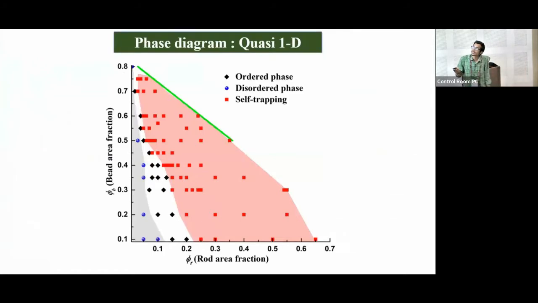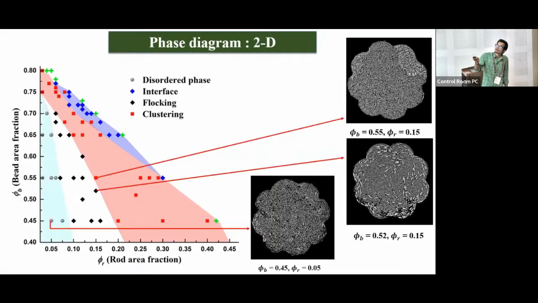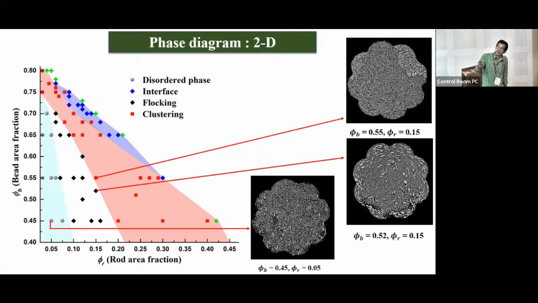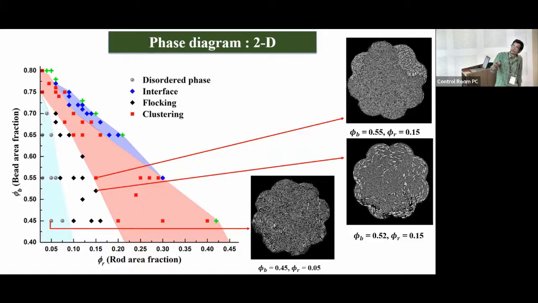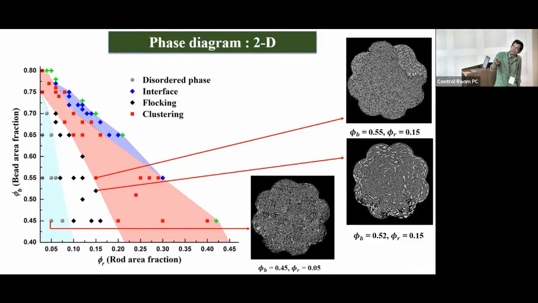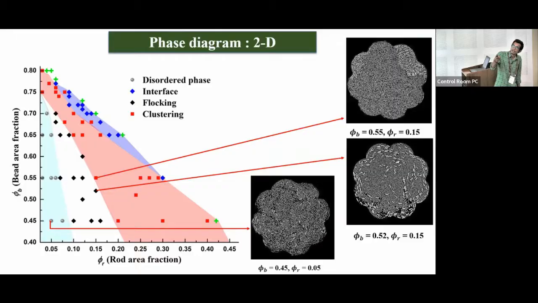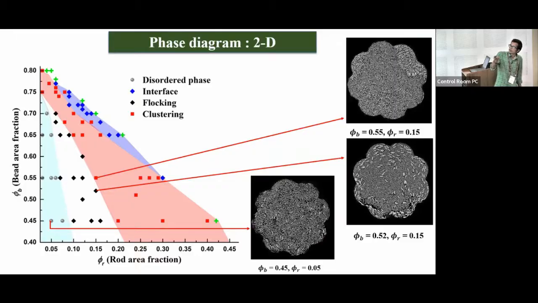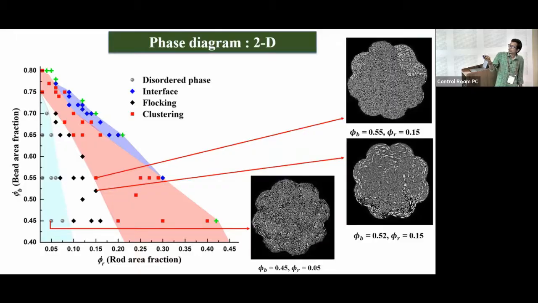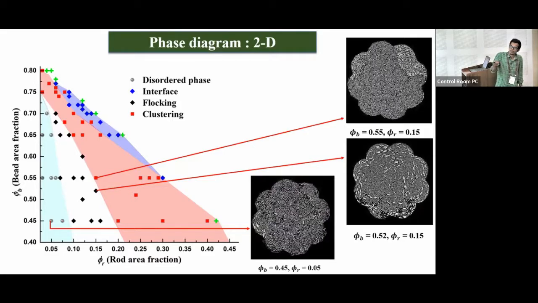So this is the phase diagram in quasi-1D, bead area fraction versus rod area fraction. If we take a vertical cut, we get disordered phase to ordered phase to self-trapping. In 2D also, if we take a vertical cut, you will observe disordered phase, then flocking, then clustering, and then the interface state. These are the snapshots of the corresponding points in the phase diagram.